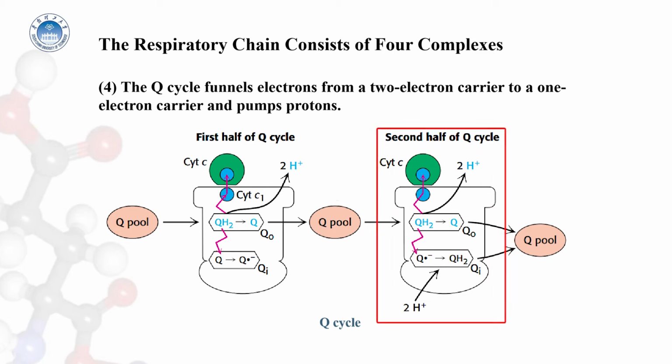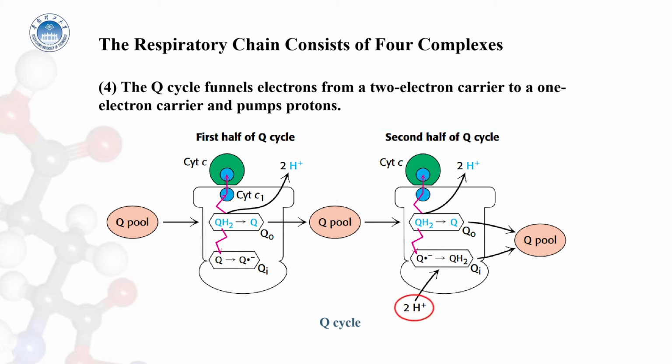In the second half of the cycle, a second QH2 also gives up its electrons to complex 3, one to the second molecule of cytochrome c, and the other to reduce the semiquinone radical anion to QH2. The second electron transfer results in the uptake of 2 protons from the matrix. The path of electron transfer is shown here in red.